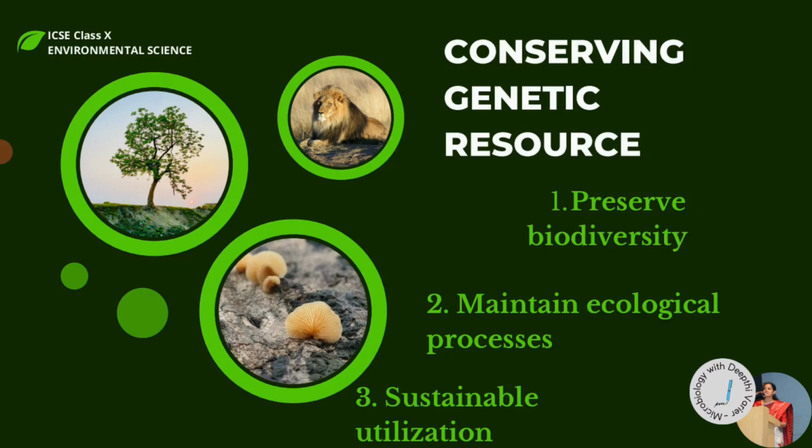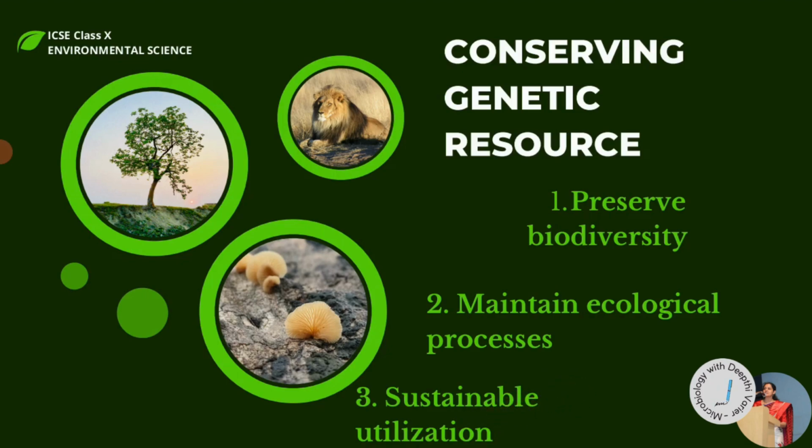But you can't tell people not to use the plants and animals around them. We need to use them for all our regular life support system. But we also need to make sure that the essential ecological processes are being maintained. Along with that, we have to ensure that there is sustainable utilization of the species and sustainable utilization of the ecosystems. What does sustainable utilization mean?